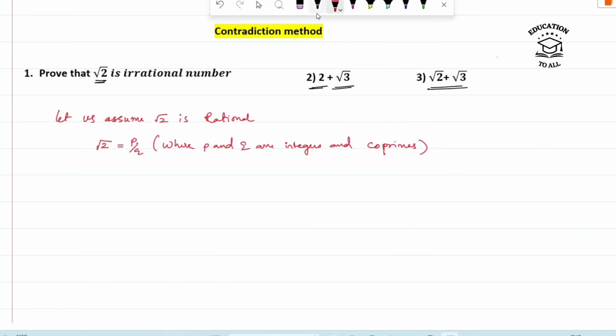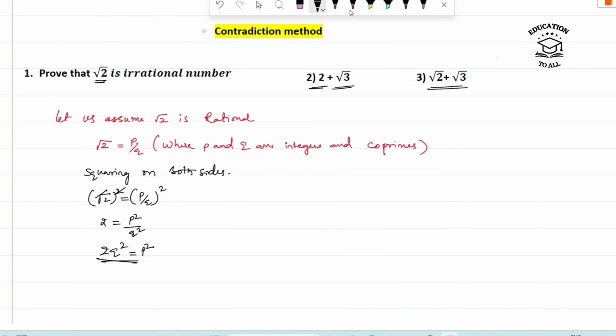Next, observe this given data and square on both sides. Squaring on both sides, root 2 whole square is equal to p by q whole square, and the square and root of 2 cancel. So 2 is equal to p square by q square. Now cross multiply it: 2q square is equal to p square.